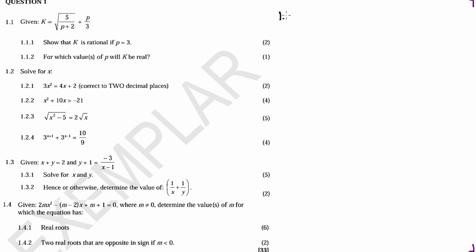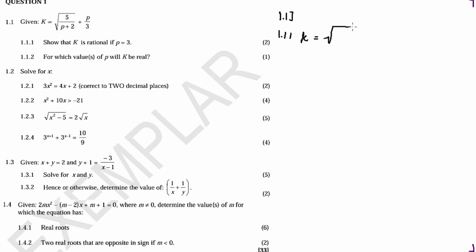1.1, we have a question. We are given k, where k is equal to the square root of 5 over p plus 2, plus p over 3. Then 1.1.1. They are saying show that k is rational if p is equal to 3. So we're just going to substitute p, calculate, and show that actually it is a rational number.